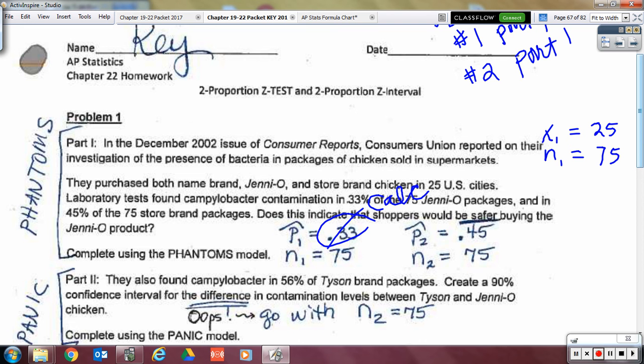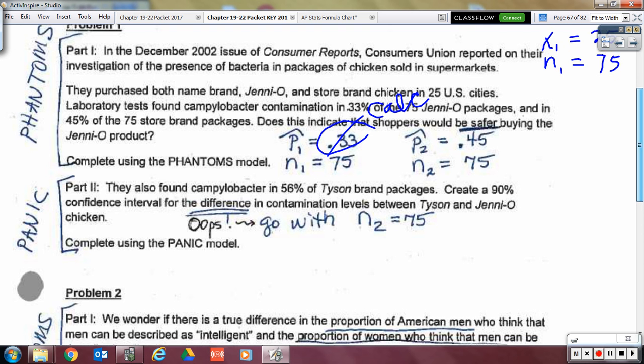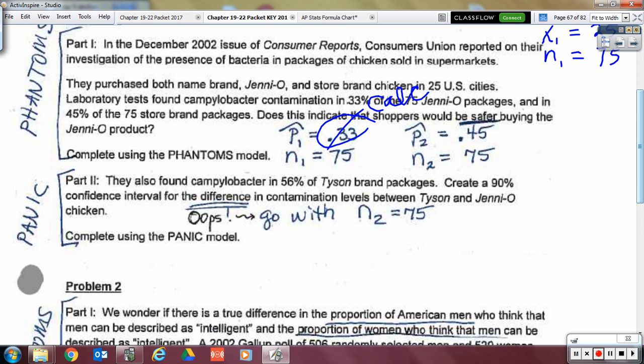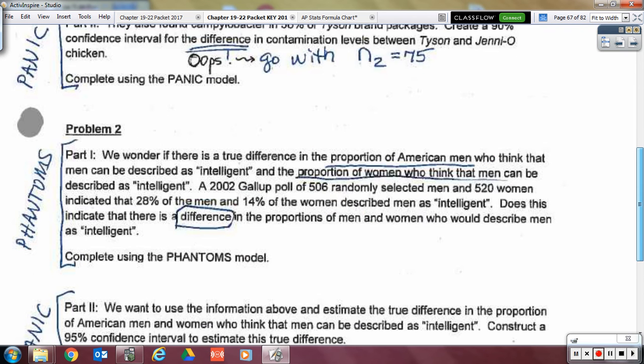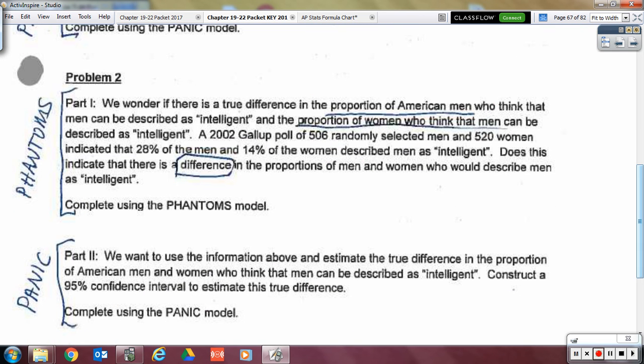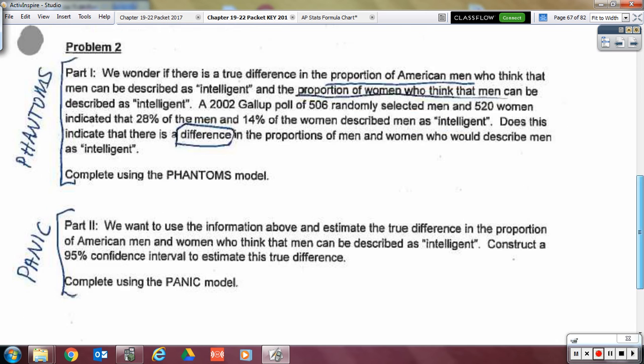One of them is about Jennie-O and store brand chicken and the proportion of them that are contaminated. And I want you to do the phantoms model for that one, not the panic model. Okay, and then down here, this one is about the proportion of women who think men are intelligent and the proportion of men who think men are intelligent. Do the part 1, which is the phantoms, not the panic yet.